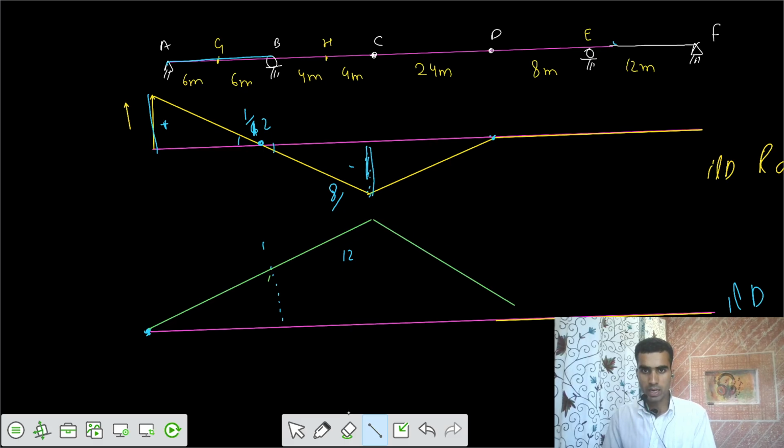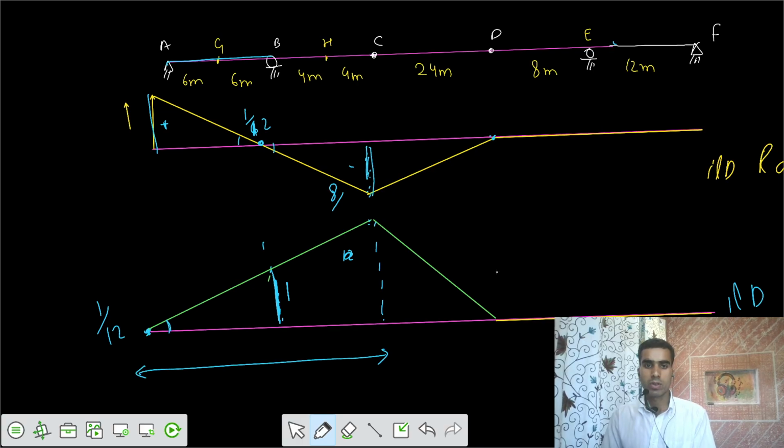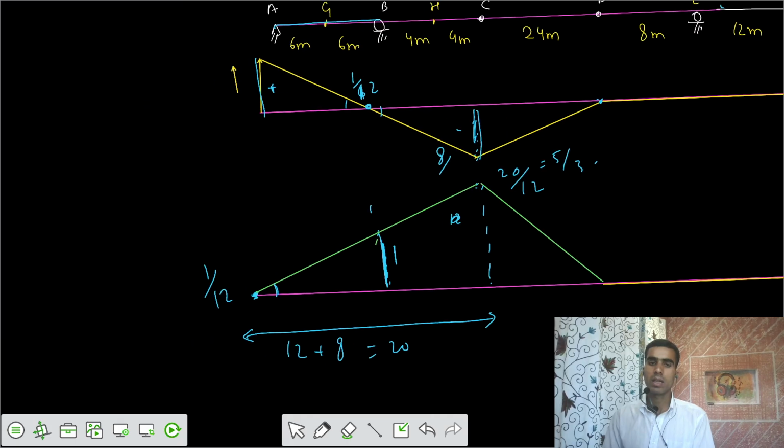So this would be the variation of the reaction at ILD for reaction at B. So this is some unit of 1, and this ordinate would be equal to, by similar triangles, 1 is for the length of 12, and what is this length equal to? This is 12 plus 8, that's 20. So 20 by 12 we can write. That's 4, that's 3 and 5 by 3. Is it 5 by 3? I think 5 by 3. So let's say we got it.